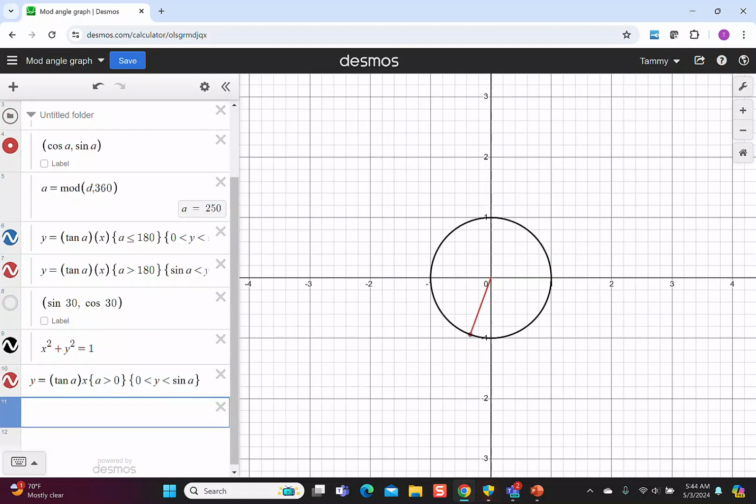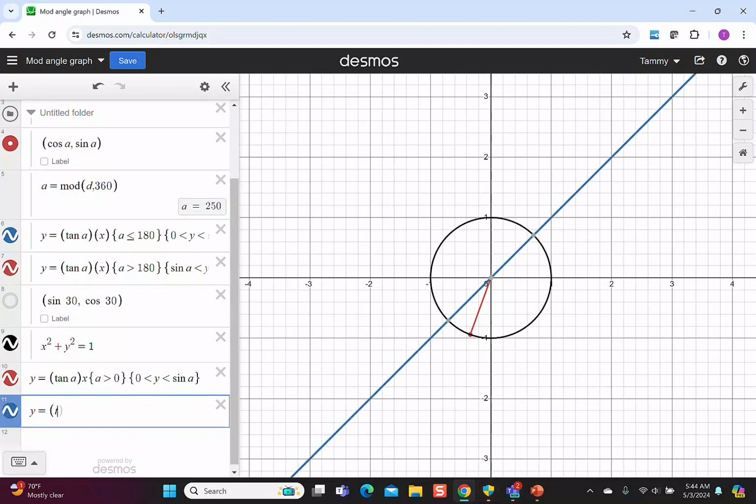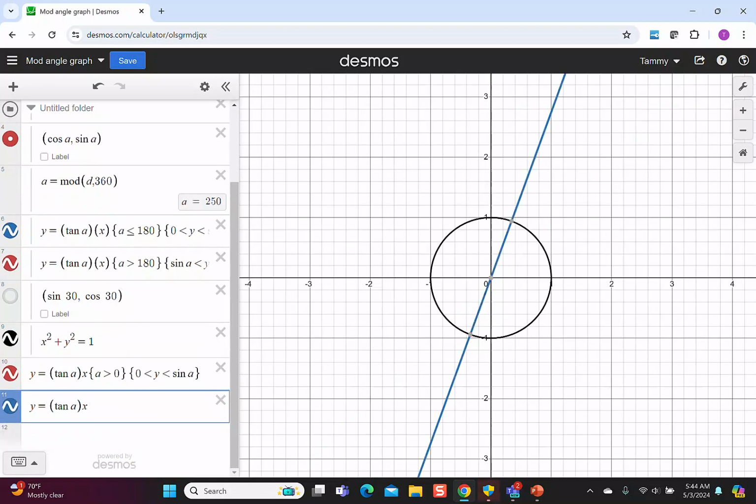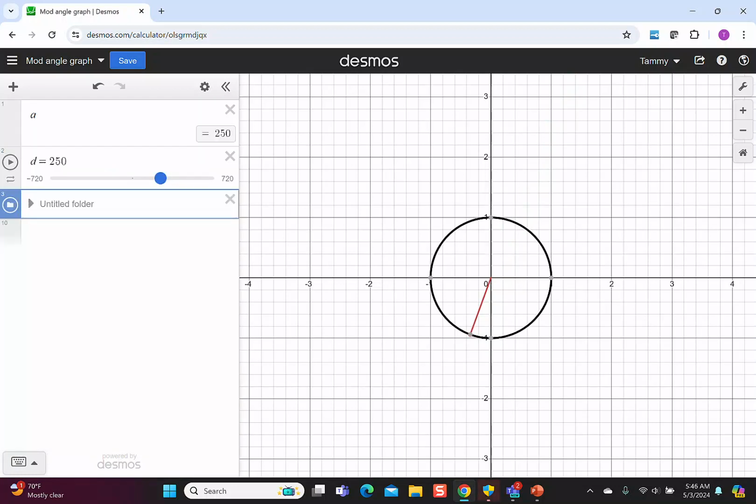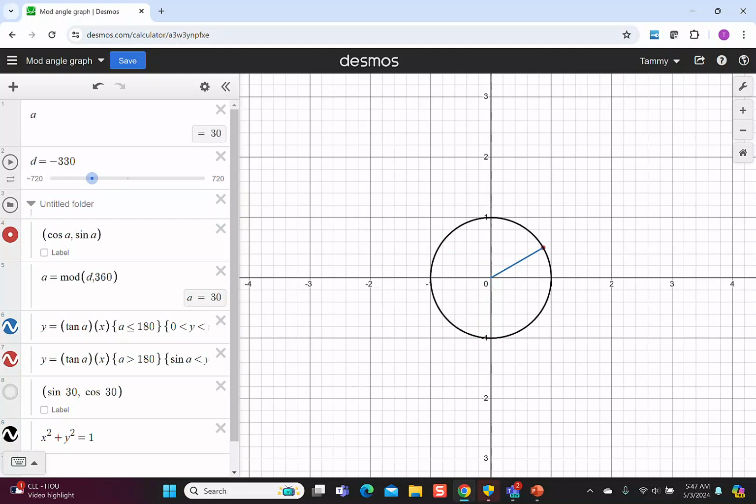Then for the second part of the graph, where my angle is greater than 180, y will be negative. So I put in y is equal to the tangent of A times x, and then I had to tell it that A is greater than 180. Then to keep y below the x-axis, I have sine of A is less than y, which is less than 0. Then I hid all of these functions inside the folder and closed it up. Now I have this nice little graph that goes round and round, and I can show equivalent angles in class. You can find the link to this graph in the description of the video.